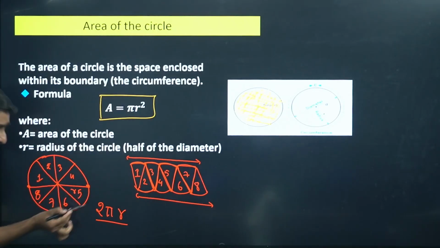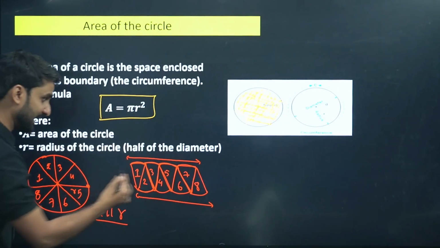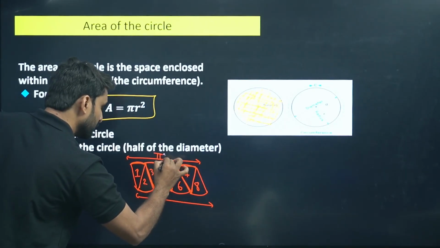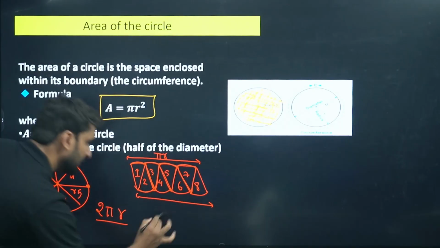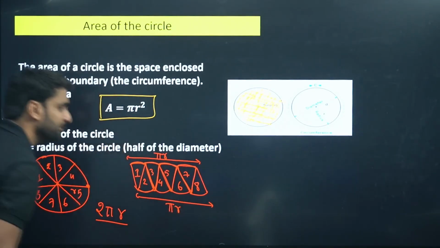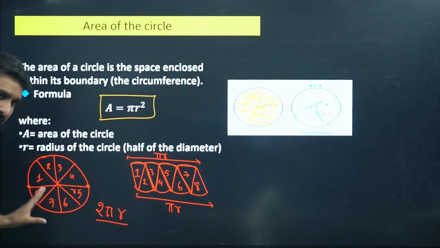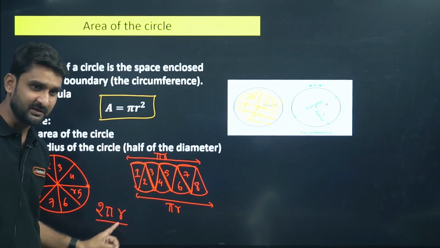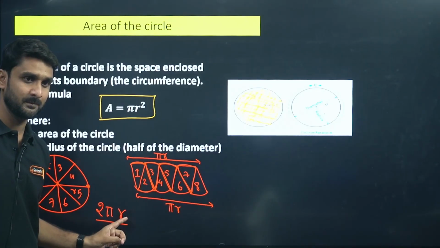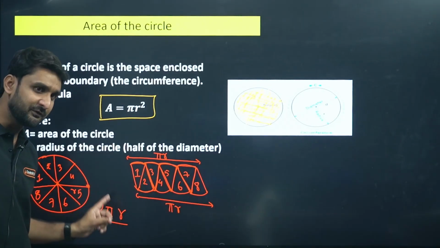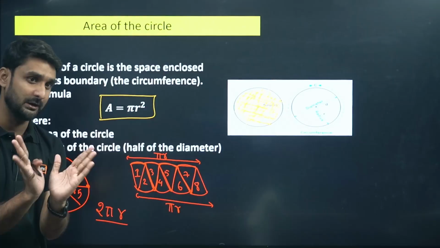If the total length of the circle is equal to 2 pi r, what will be the half of 2 pi r? That will be pi r, and this will also be pi r, because this total length is half of the circumference, and the whole circumference of any circle is equal to 2 pi r. We have the formula, right? So the half of the circumference will be only pi r.